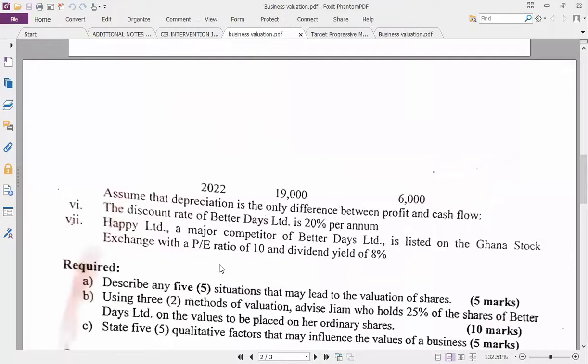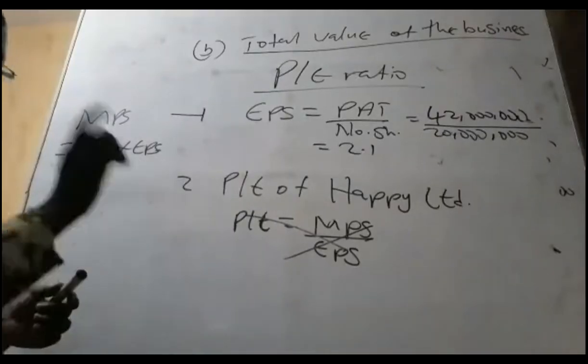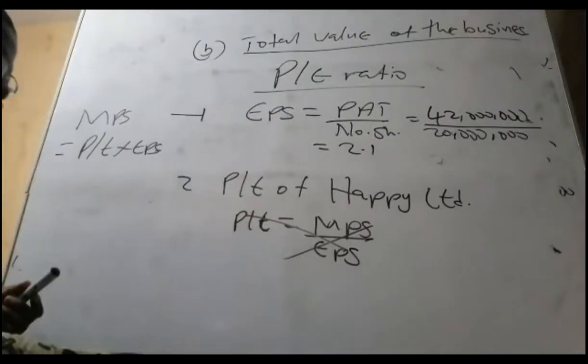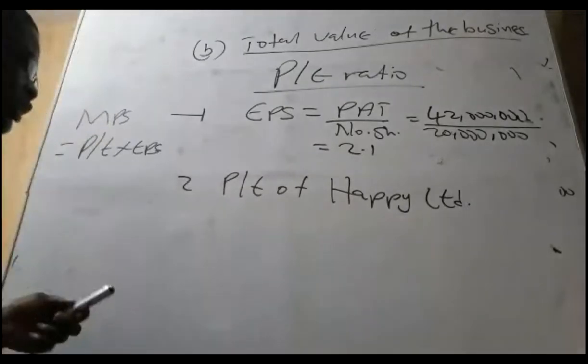The last footnote says: Happy Limited, a major competitor of Better Days Limited, is listed on the Ghana Stock Exchange with a PE ratio of 10. It has been given, so we don't need to worry at all. But if they don't give it to you, we calculate it by ourselves.